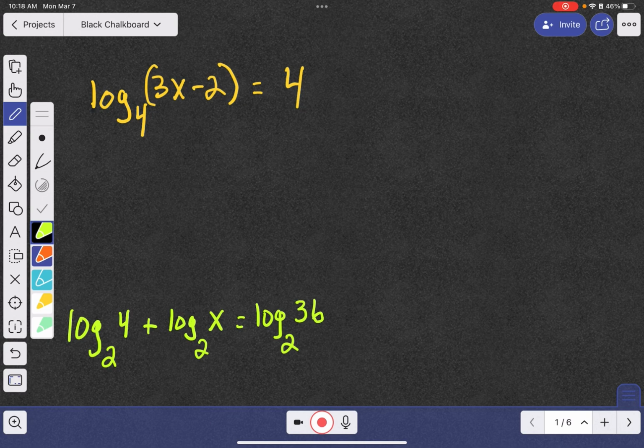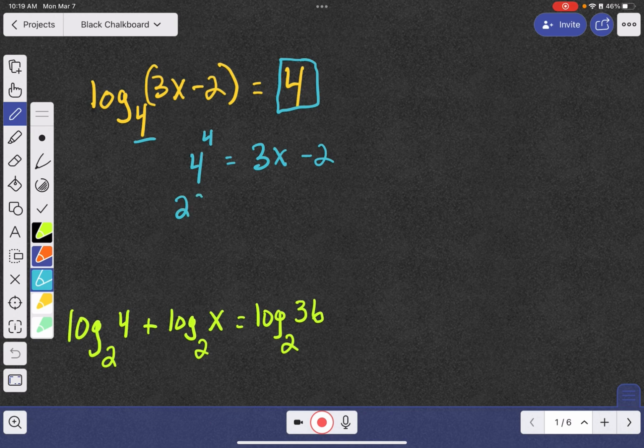The second step then was to take that and write it in exponential form, or write it as an exponential equation. So our base is 4. So we've got a 4. Our exponent is going to be 4 as well. Remember, our exponent comes from there. And then that's going to equal 3x minus 2. 4 raised to the 4th power is 256, I believe.